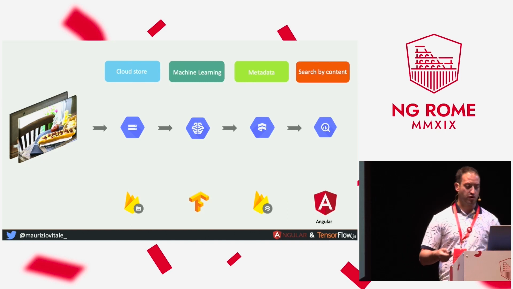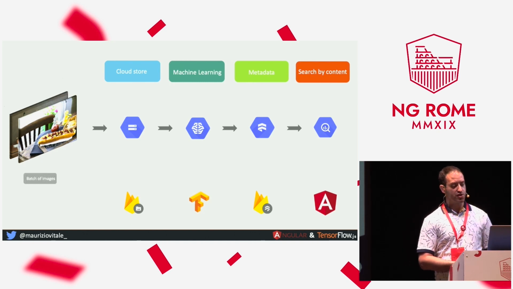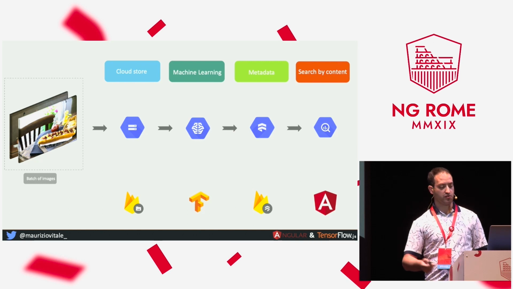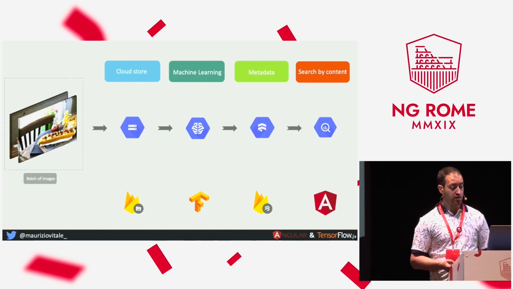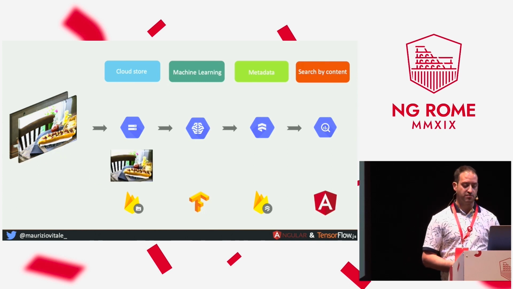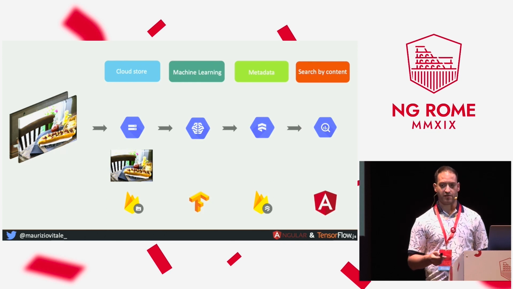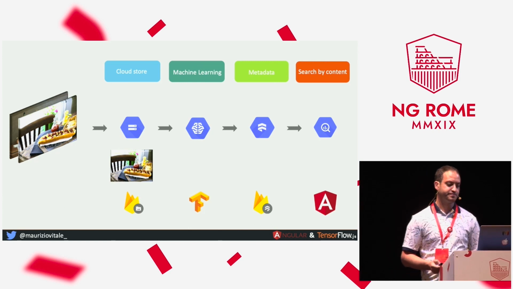But let's see how the flow works in action. Let's say that we have a batch of images that we would like to upload. So what do we do? We select one, and with the file storage, we upload this image in the cloud. This means that the next time the user will visit the website, the image will still be there.